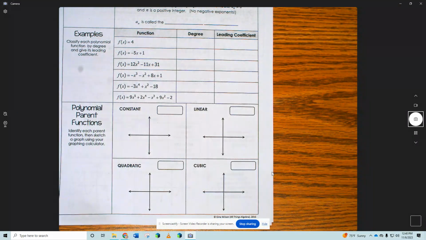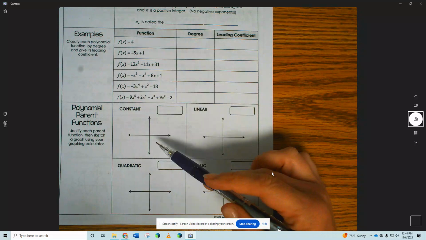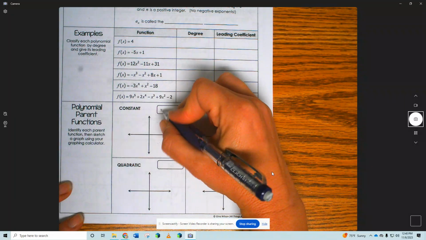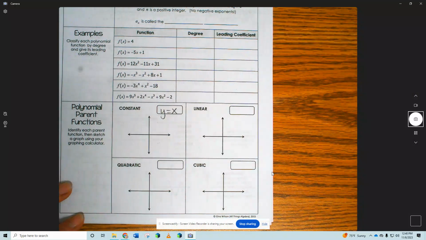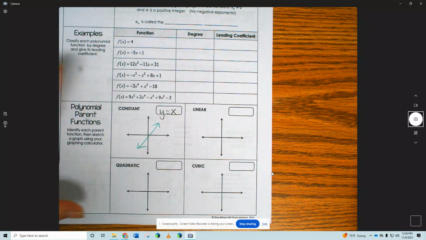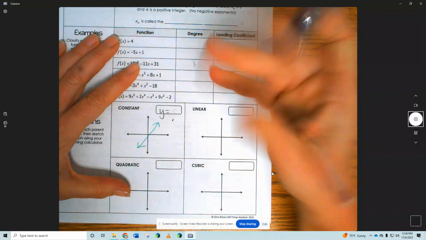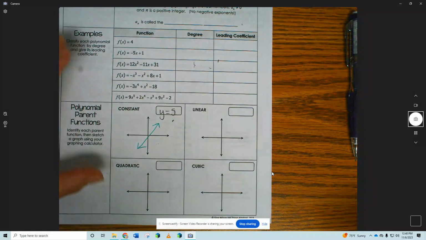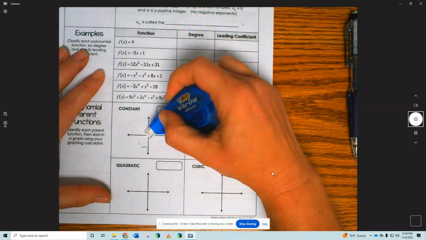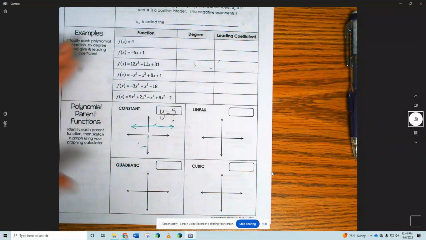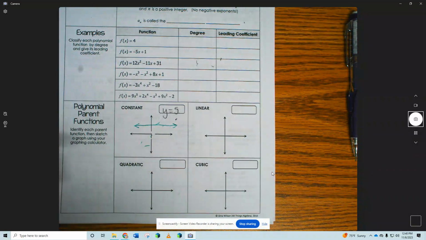The second page is, yeah. We need to copy down what the parent functions look like so you guys know. This is going to be y equals x. It's going to look like this. Oh, constant. No, I'm so sorry. Y equals like a number, like 5. Yeah, like y equals 5. Would be something like this. 0 slope. It has no x. 0 slope.